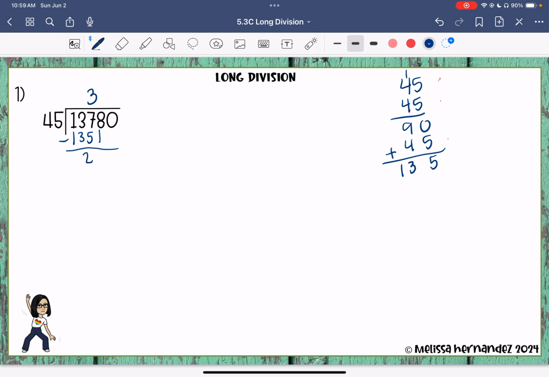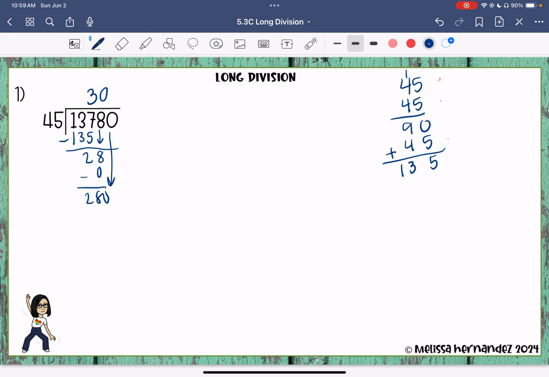I'll bring down the 8. And my new division problem is 28 divided by 45. How many 45s will go into 28? None. So I'm going to enter a 0. And 0 times 45 is 0. Subtract that. And then I brought down the other 0. So now my new division problem is 280 divided by 45.